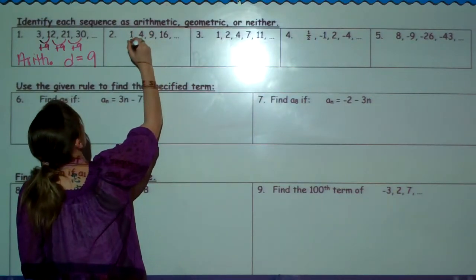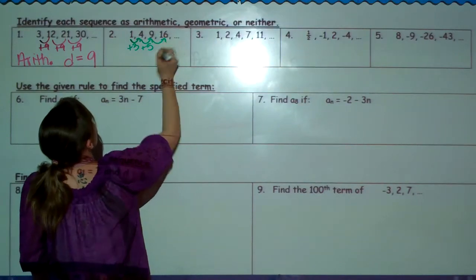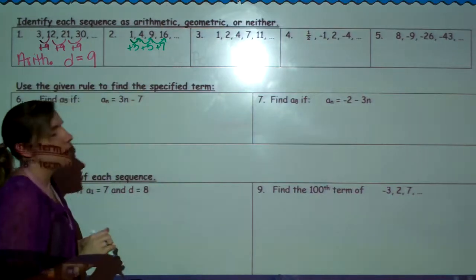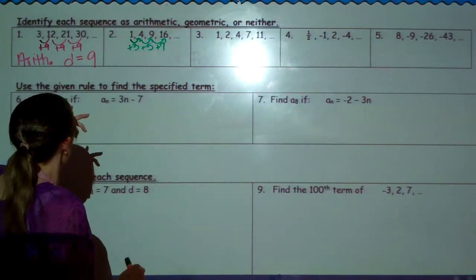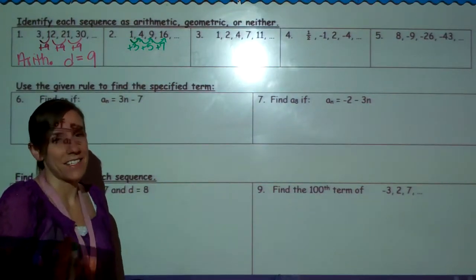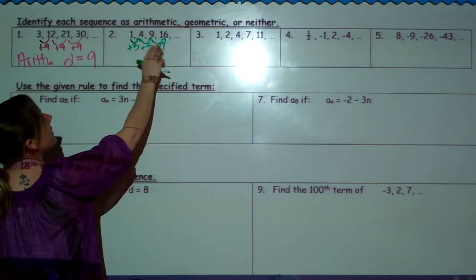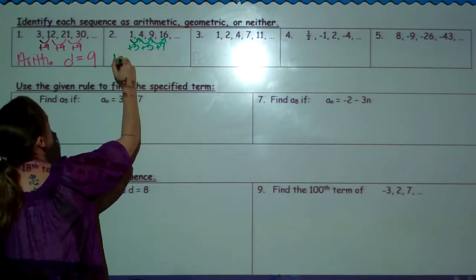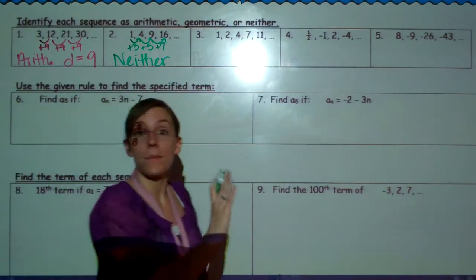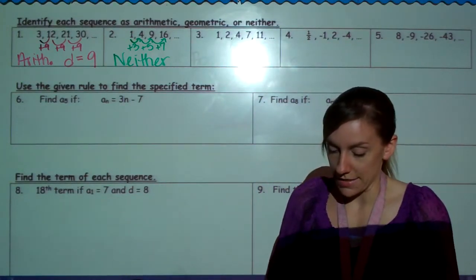Okay? All right, number 2. This looks like it's going up by 3, and then it's going up by 5, then it's going up by 7. Okay, and if I try to think of multiply, well, this is multiplied by 4, and then 4 doesn't multiply anything to get 9, so that really doesn't do anything. So because this difference is not the same, this is actually neither. Because we're not multiplying by the same constant thing or adding or subtracting by the same constant thing.